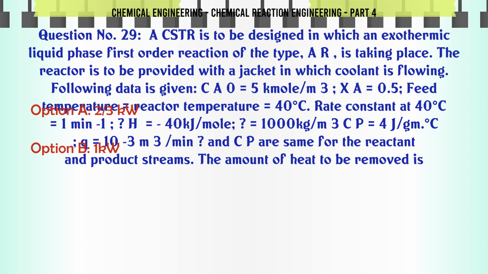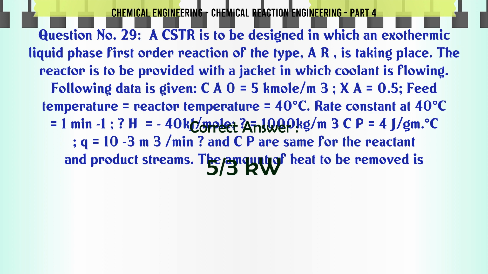A CSTR is to be designed in which an exothermic liquid phase first-order reaction of the type A→R is taking place. The reactor is to be provided with a jacket in which coolant is flowing. Following data is given: CA0 = 0.5 mol/m3, reactor temperature 40 C, rate constant at 40 C, 1 min^-1, ΔH = 40 kJ/mol, density 1000 kg/m3, CP = 4 J/gm K, Q = 10^-3 m3/min, and CP are same for the reactant and product streams. The amount of heat to be removed is A. 2/3 kilowatts. B. 1 kilowatt. C. 5/3 kilowatts. D. 4 kilowatts. The correct answer is 5/3 kilowatts.